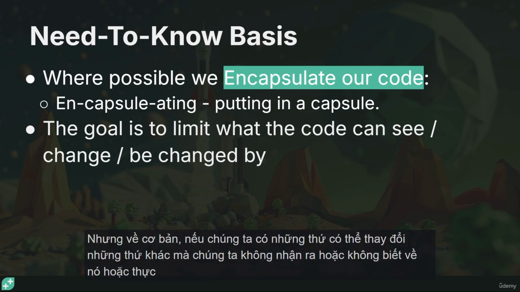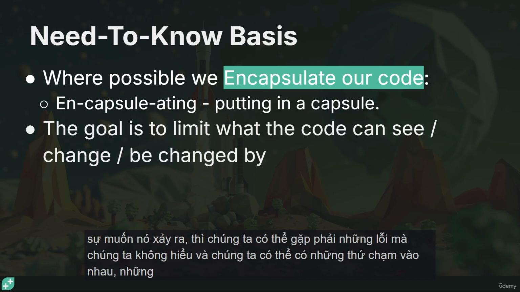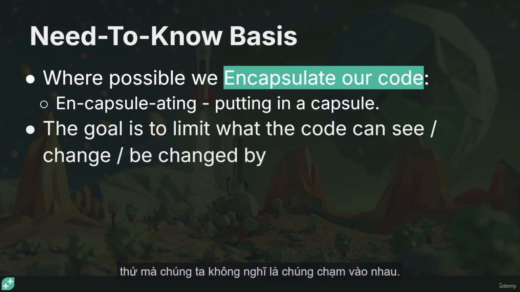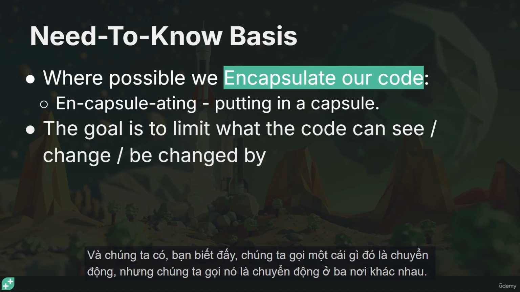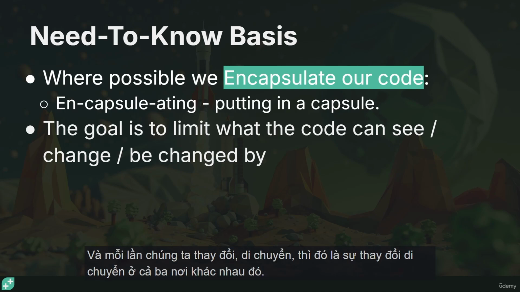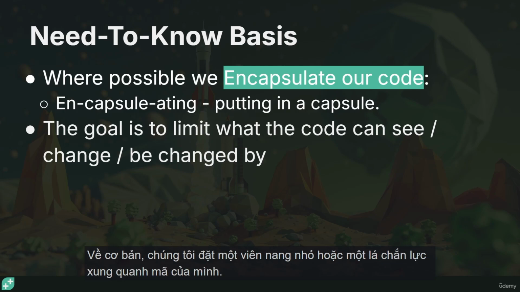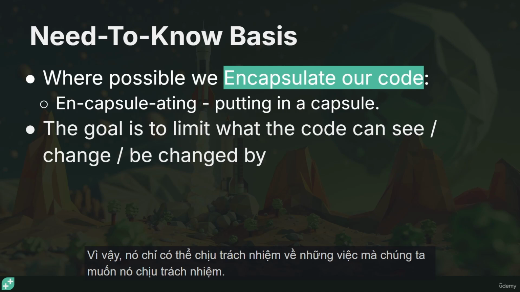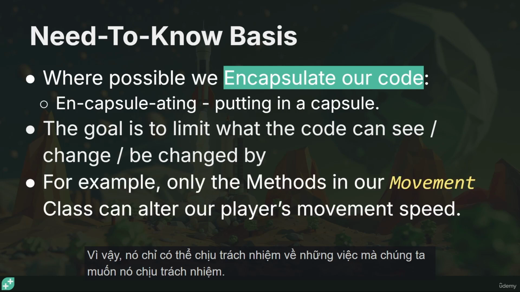But essentially, if we have things that can change other things without us realizing it or knowing about it or really wanting it to happen, then we can get bugs that we don't understand, and we can have things touching things that we didn't think they were touching. We called something move, but we've called it move in 3 different places. And every time we change move, it's changing move in all those 3 different places. So basically, we put a little capsule around, or a force shield around our code, so it can only be responsible for the things that we want it to be responsible for.